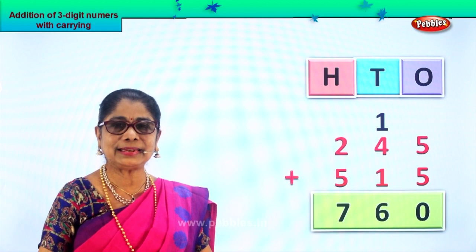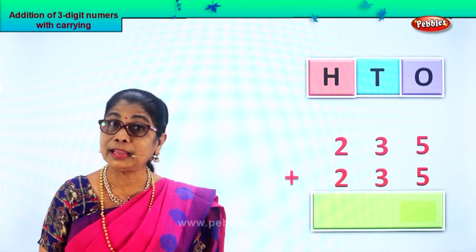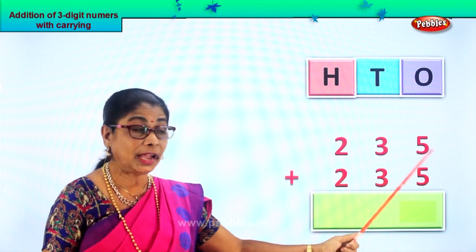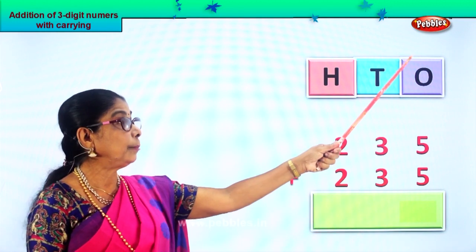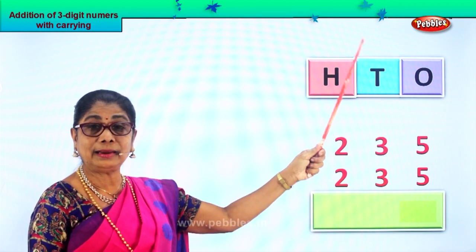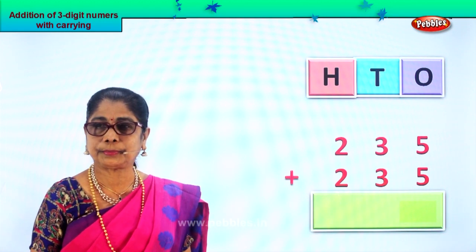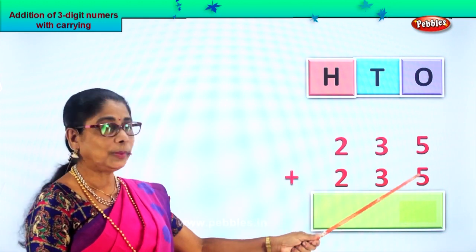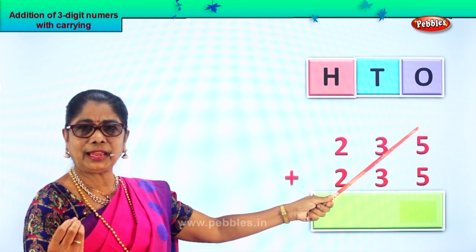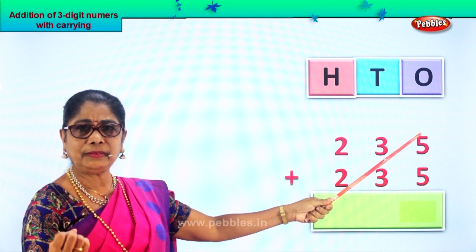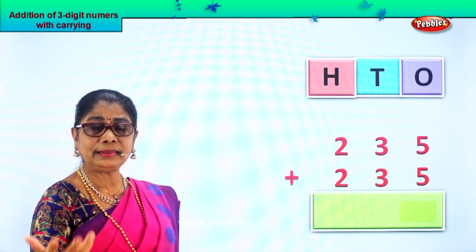Good. Let's take another new sum. You are given 235 plus 235. You put them under ones, tens, hundreds. Let's add up all the ones. Five ones plus five ones. Five ones in the mind. Five, take it on your fingers. After five: six, seven, eight, nine, ten.